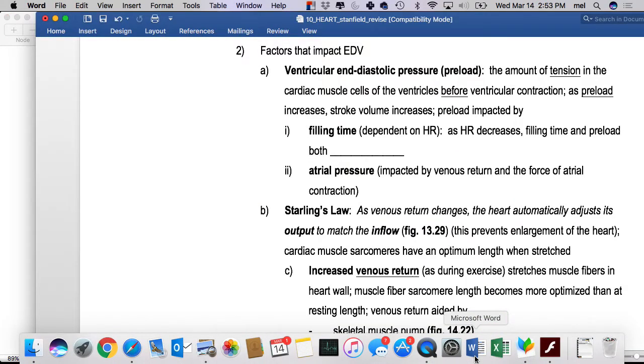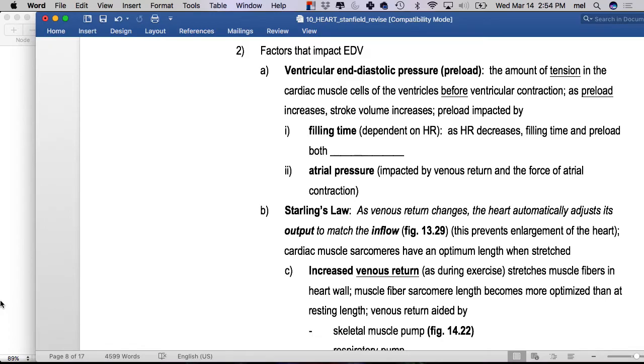Filling time is dependent on heart rate, of course. As heart rate decreases, filling time and preload will both do what? Increase, yes. That makes sense? You have to decrease your heart rate a little bit to allow it to fill. Now, can you get too low? Hell yes, right? Can you get too high? Well, of course, right? But there's a sweet spot for both stroke volume and heart rate. Okay? All right. So it is a range. Yes, it's not a spot. It's a range. Yes? Okay, everybody good?